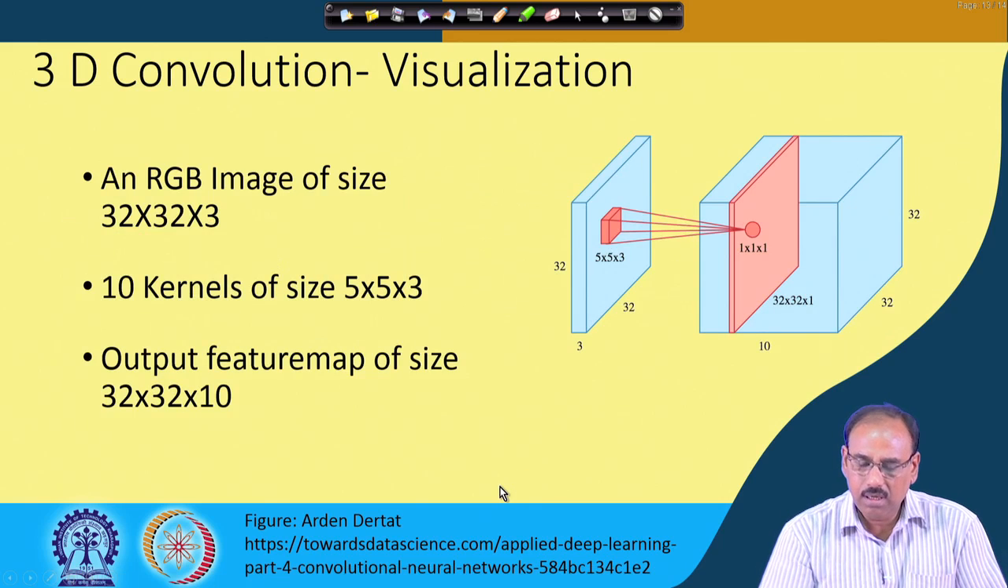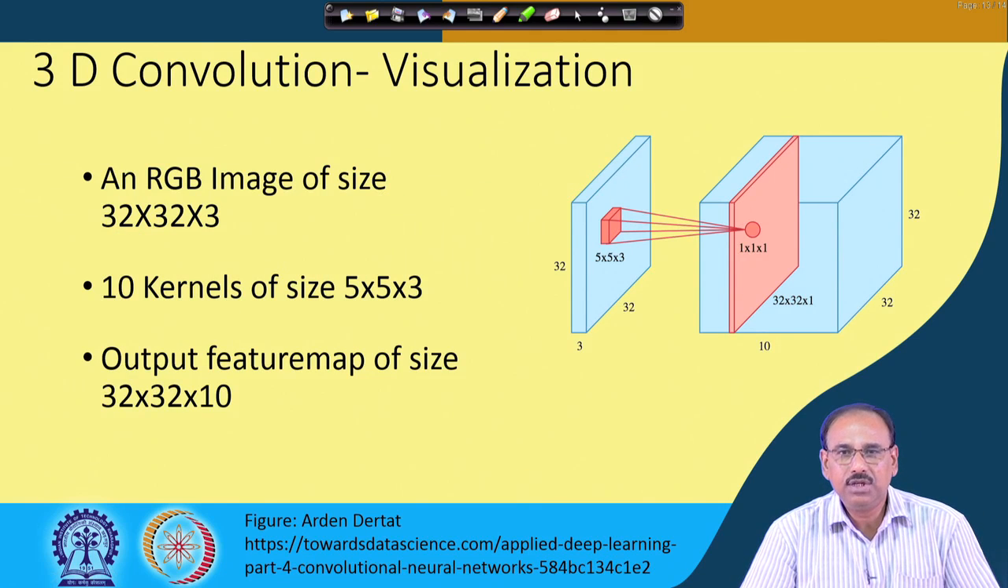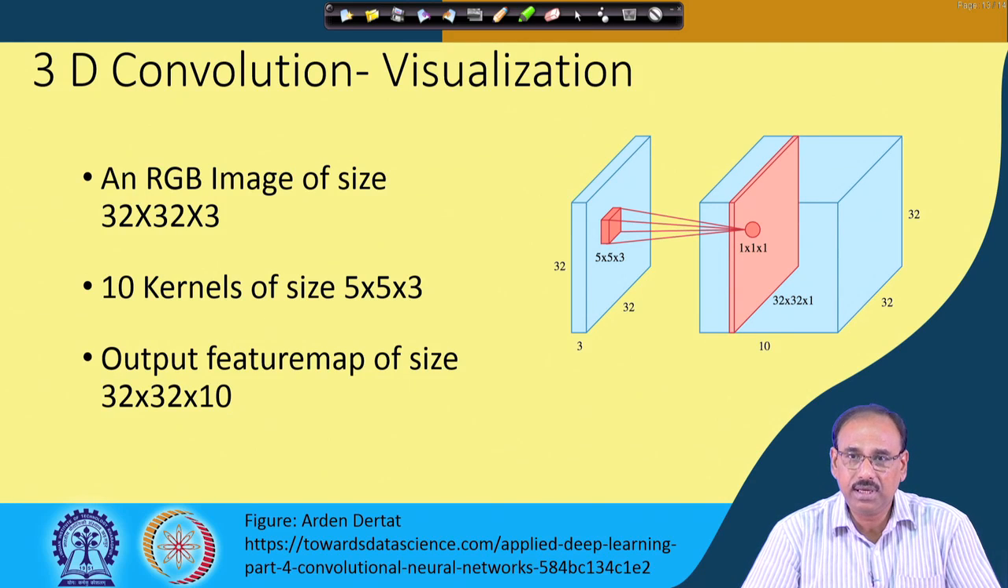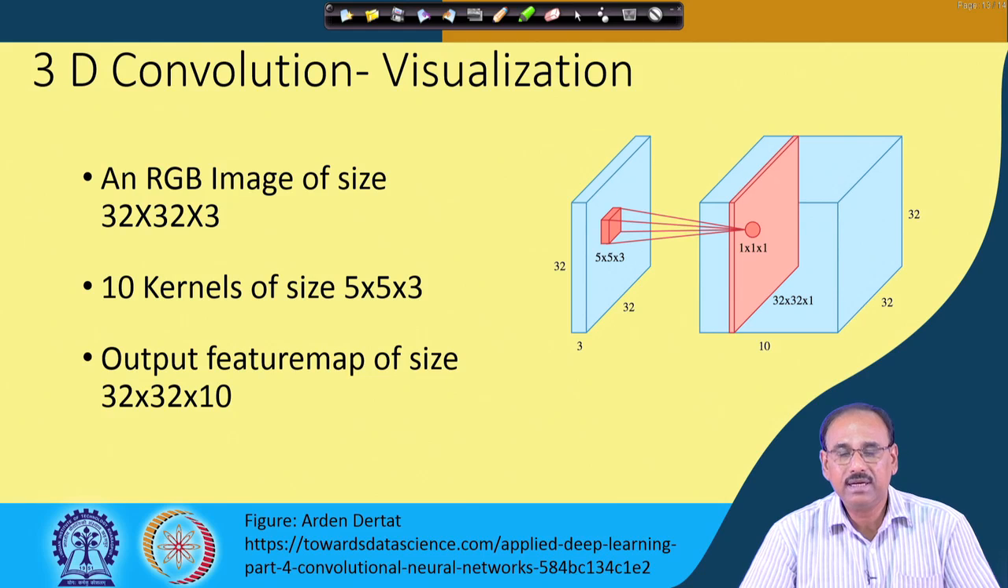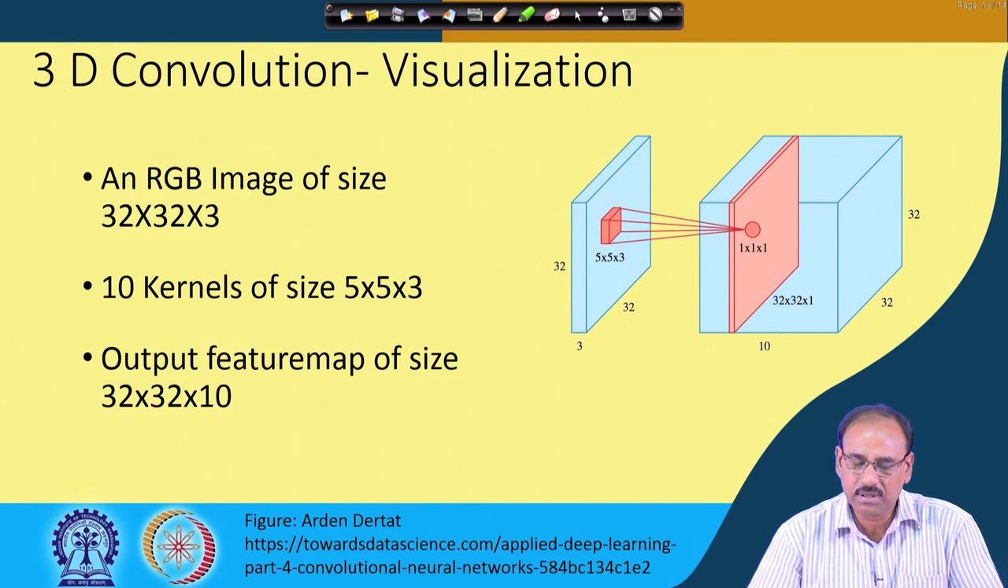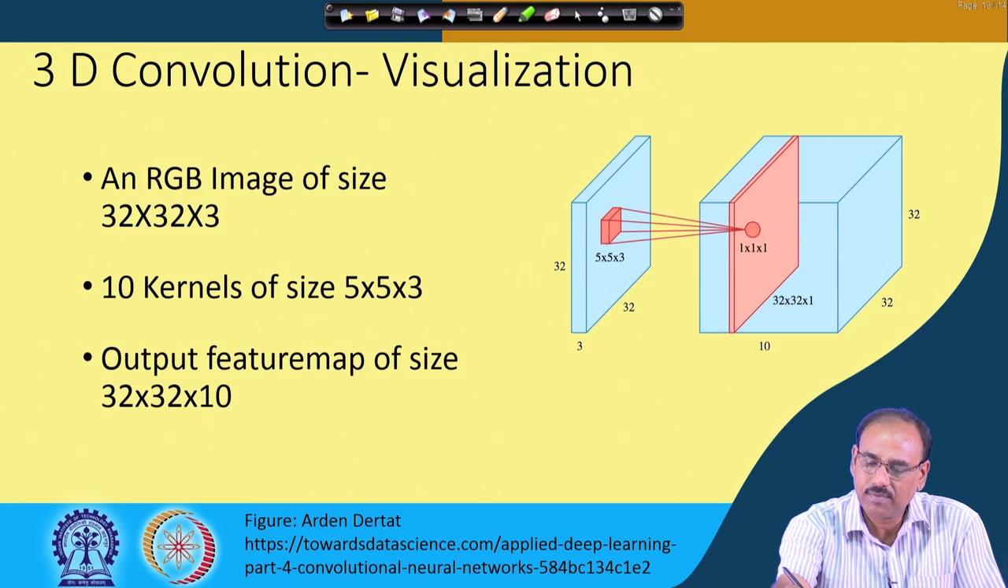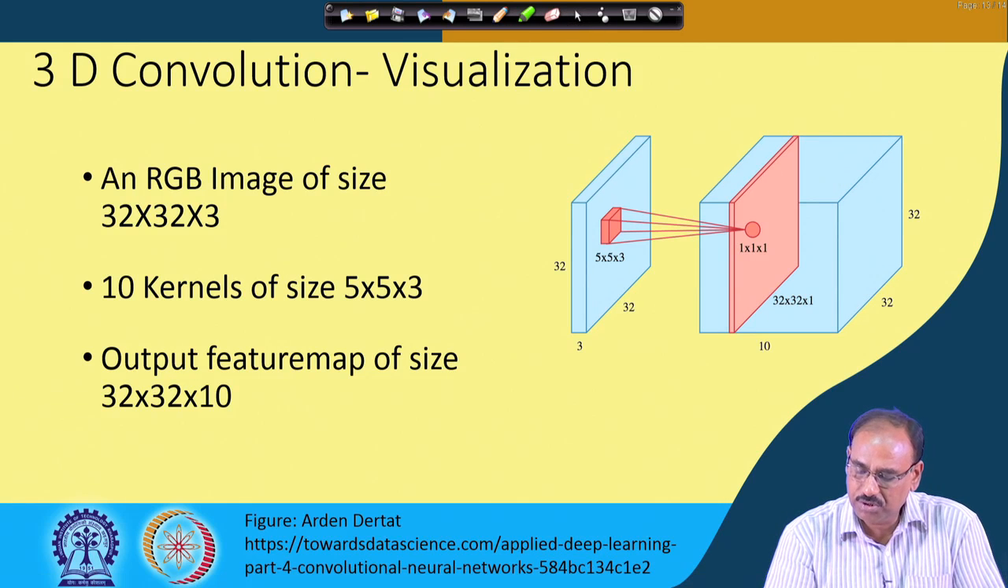Just as an example, suppose I have an input image of size 32 by 32 by 3, and I have say 10 kernels, each of size 5 by 5 by 3. Then my output feature map will be of size 32 by 32 by 10, because I have 10 different kernels. I assume that the input image was sufficiently padded so that the output feature map size is the same as the input image, and this is just for visualization.